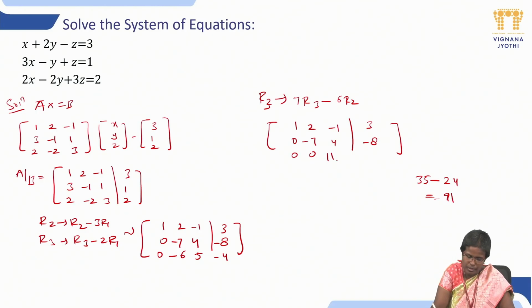24 means 11 here. 11. Now, 7 into R3. 7 4 is 28. Minus to minus plus. 6 into 8, 6 is 48. We are going to get 20.